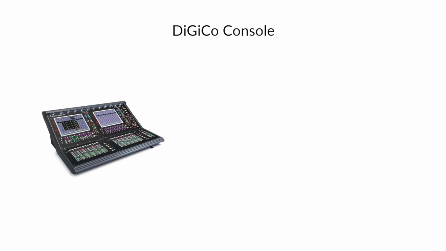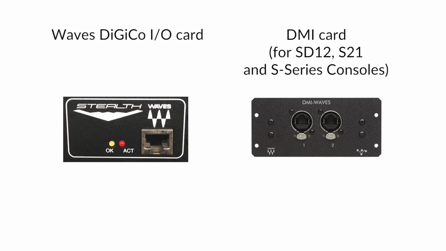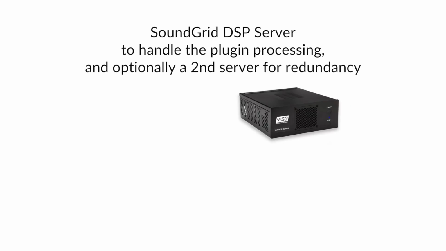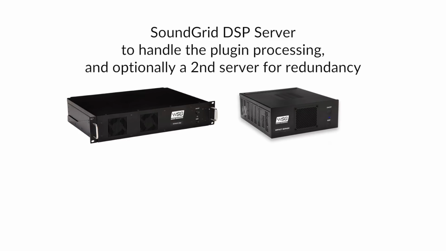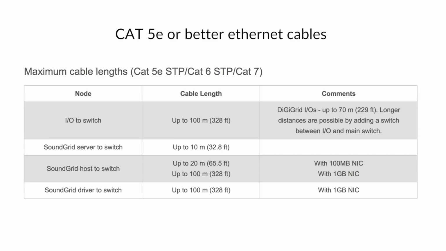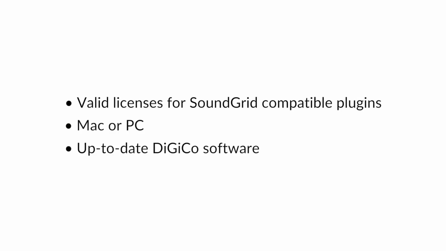You will need a DiGiCo console, a Waves DiGiCo I/O card or DMI card for SD12s, S21s, and S-series consoles. MultiRack SoundGrid plugin host software, including a valid license from Waves, a SoundGrid DSP server to handle plugin processing, and optionally a second server for redundancy, a SoundGrid qualified 1 gigabit network switch, Cat5e or better Ethernet cables to connect SoundGrid network components, valid licenses for SoundGrid compatible plugins, a Mac or PC computer. Make sure your DiGiCo console is up to date with the latest SD software.